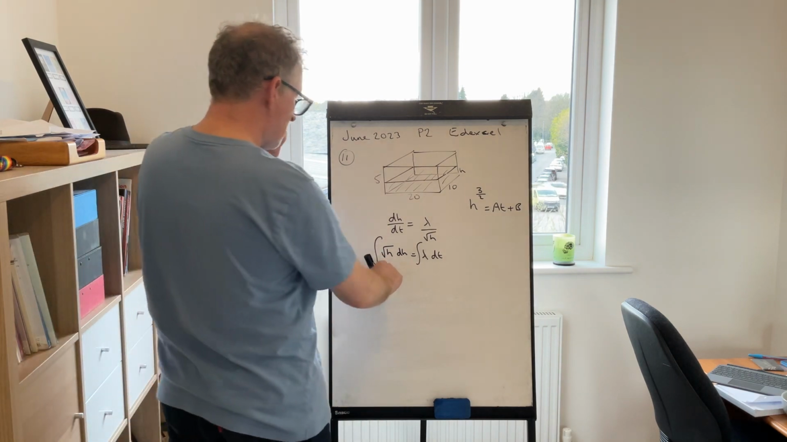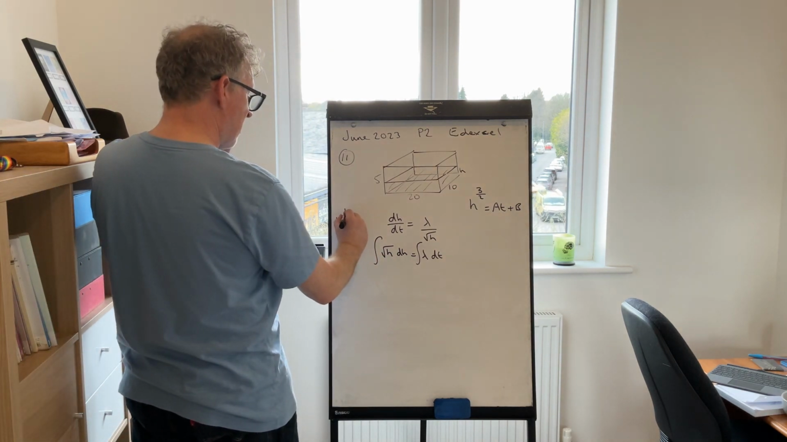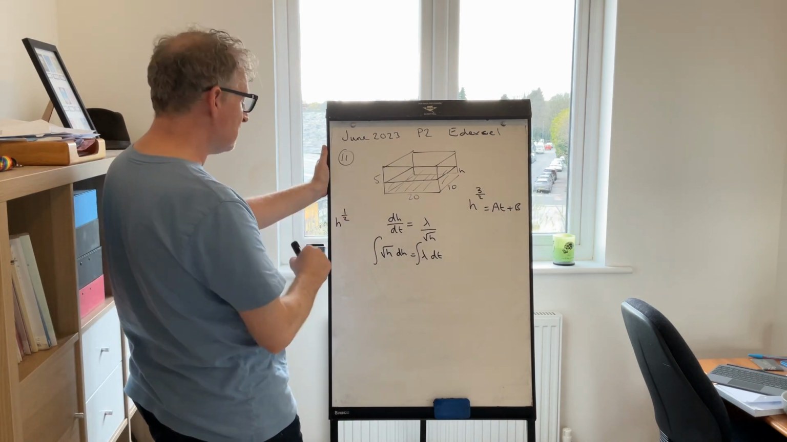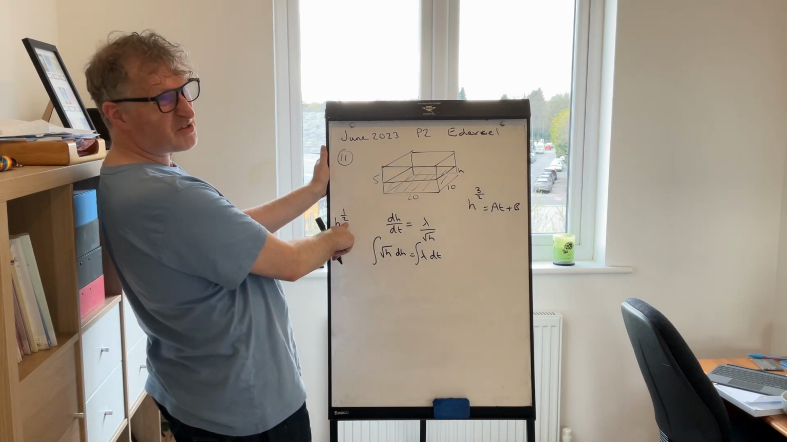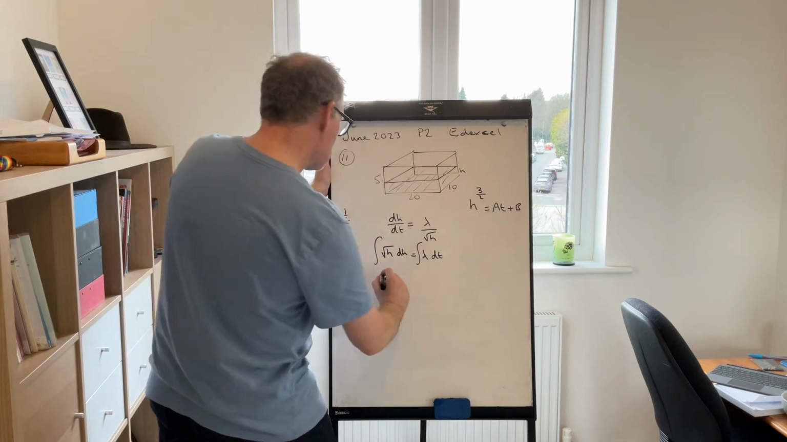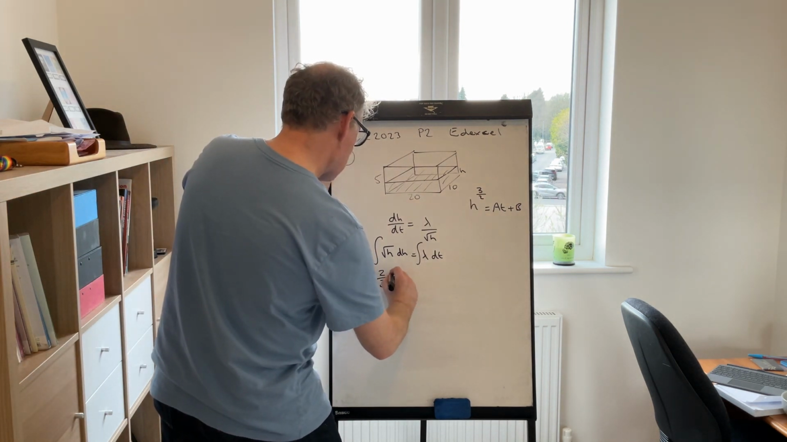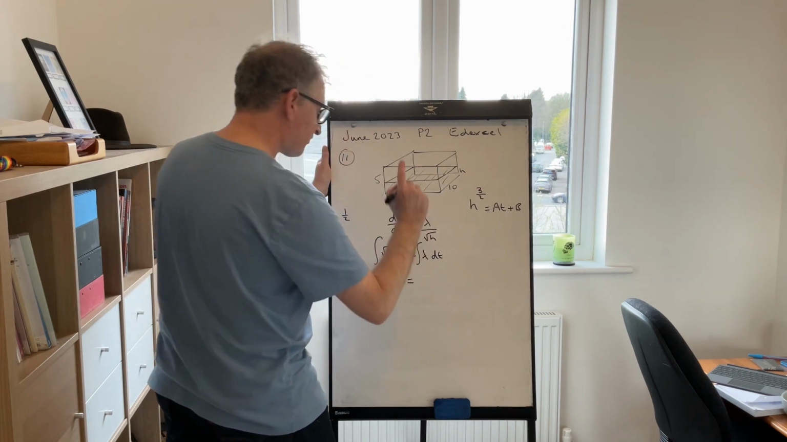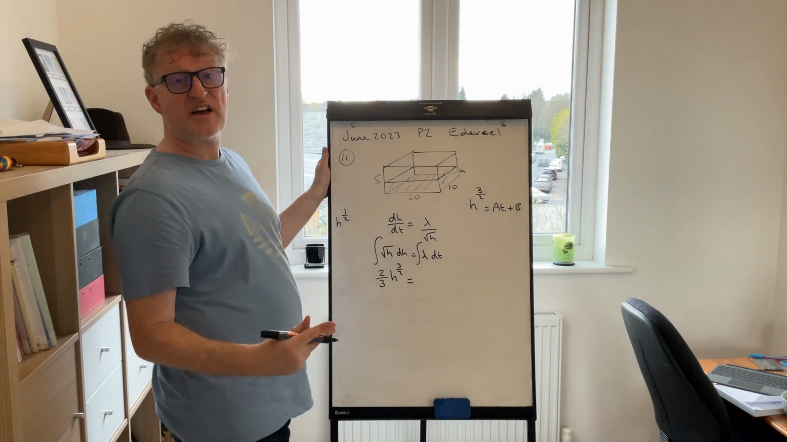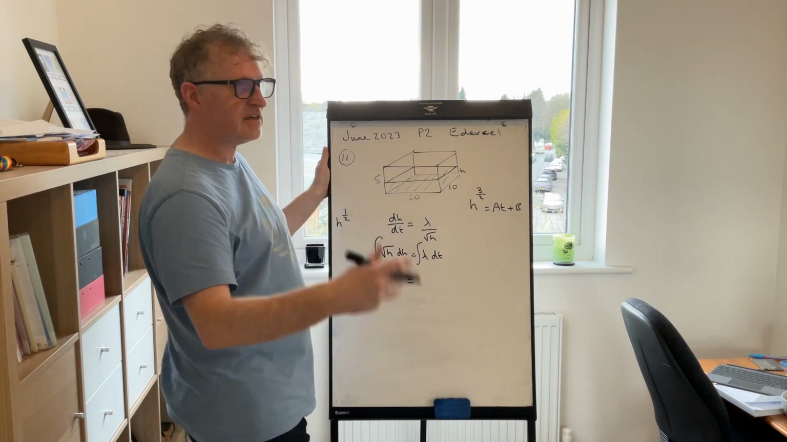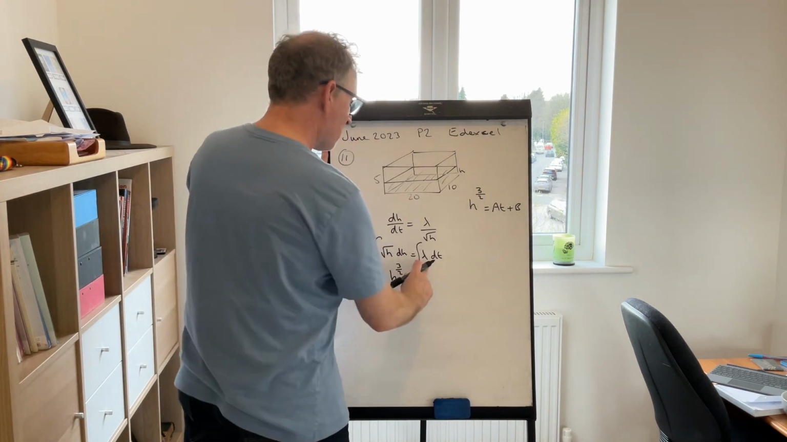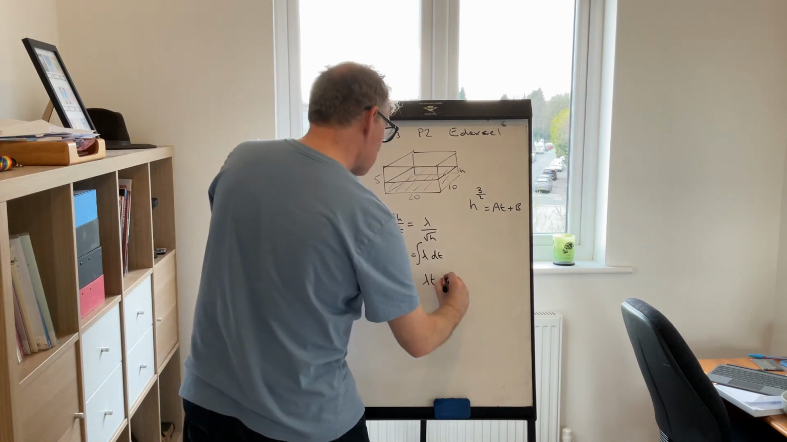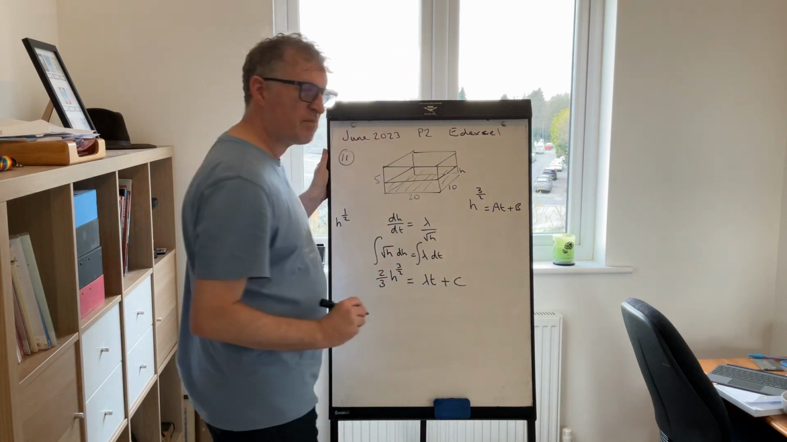So here, root h, well that's obviously h to the power of a half, so we integrate away there, add 1 to the power, divide by the new power, so we add 1 to that, it becomes 3 over 2, so it's going to be 2/3 h to the 3 over 2 equals, now lambda is just a constant, it's just like integrating 7 or 17 or 7 million or whatever. So when we integrate lambda, it's just going to give us lambda t. But we get a constant of integration, so plus c.